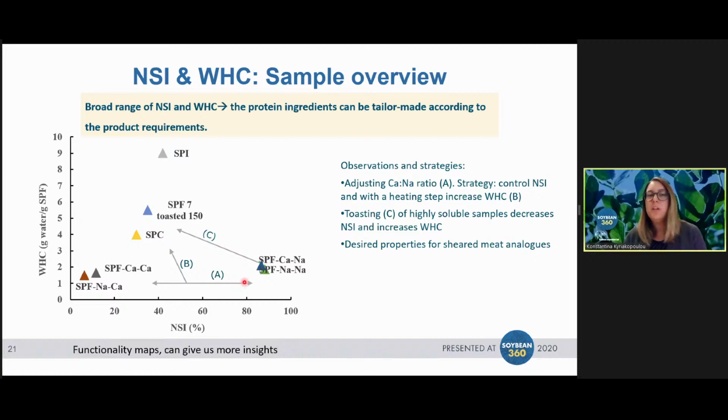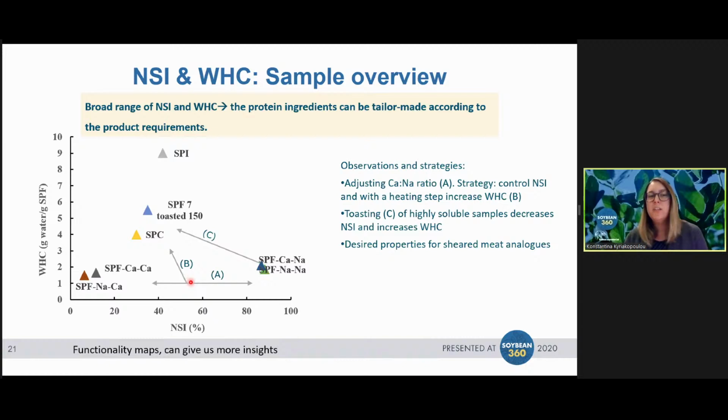In these ingredients that have a really high solubility index, if we apply a toasting step or another heating step, we see that this actually increases the water holding capacity and also decreases the solubility. So the same can happen in any ingredients with the heating step.